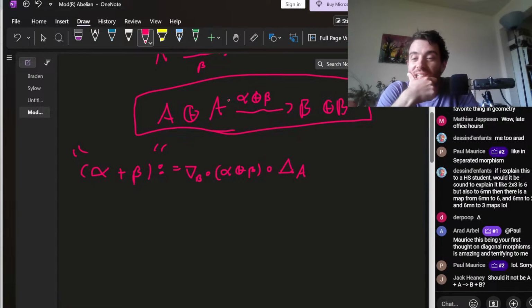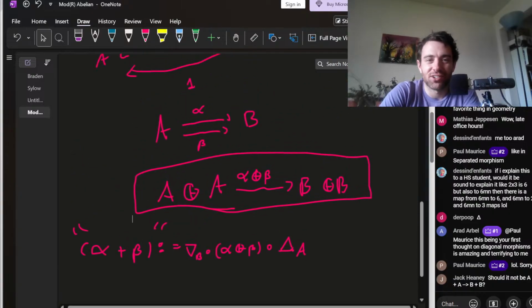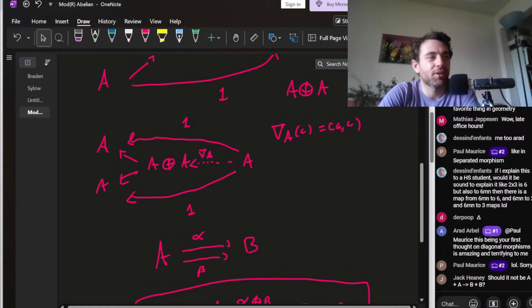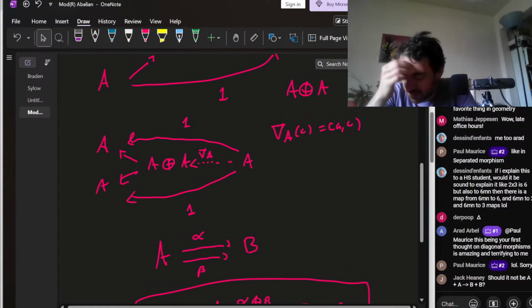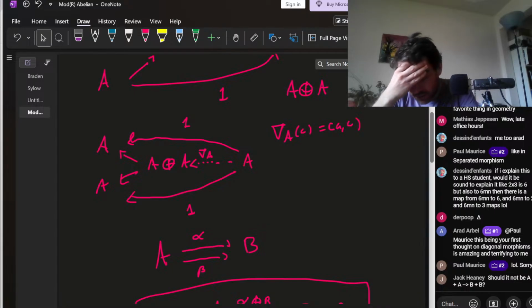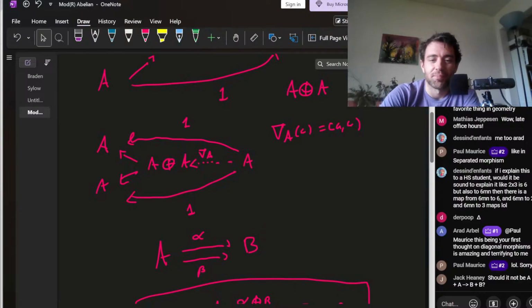Yeah, well, you could maybe try to explain this to a high school student via multiplication. Wait a second, is that true? Because in the ordering category of integers, we do have, I don't think we have biproducts though. We don't. We have products and coproducts, but they're not biproducts. So, yeah.